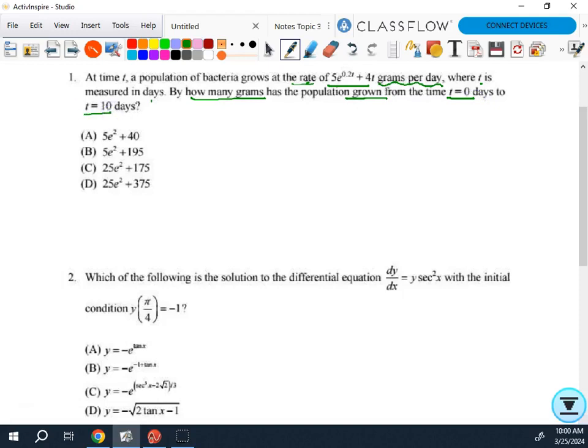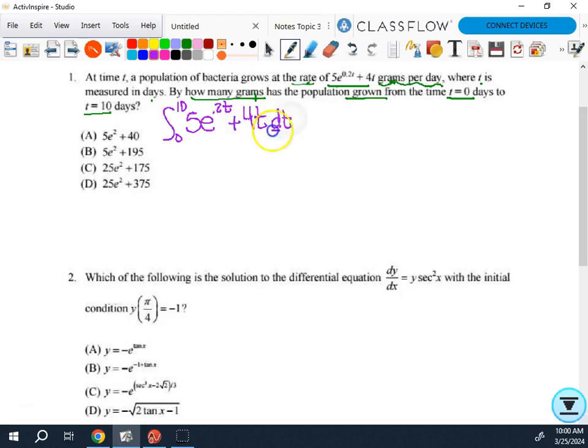So they give me a rate of grams per day. I only want grams, so I'm going backwards. Okay, so if I have something and I take the derivative, that gives me a rate. If I have the rate and I just want the numerator part, the grams, then I integrate and go the other way. So I'm going to integrate from 0 to 10, 5 times e to the 0.2 t plus 4t dt.